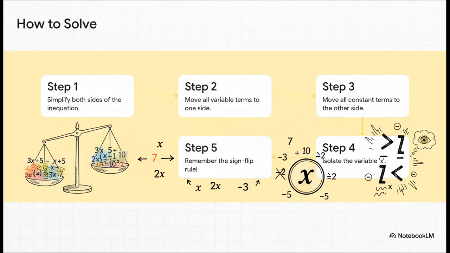First, clean things up. Simplify both sides if you can. Then, herd all your variables to one side and all your plain numbers to the other. Next, get x all by itself. And step 5, the most important one, don't you forget that sign flip rule.